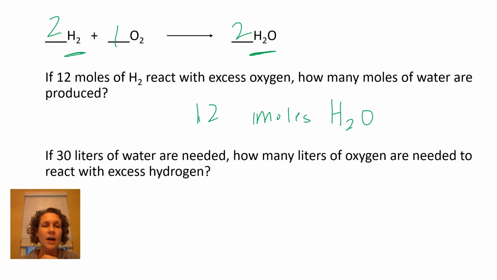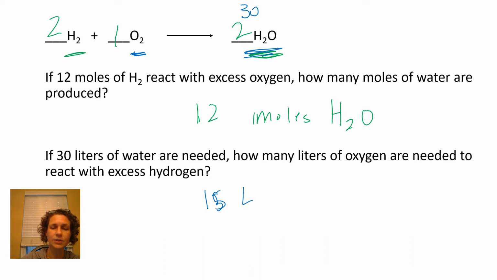So same thing with that second one. If 30 liters of water are needed, so now I'm back over here with the water, how many liters of oxygen are needed to react with excess or more than enough hydrogen? Okay, so if I've got 30 here, and I know it's a 2:1 ratio, 2 waters for every 1 oxygen, how many liters of oxygen are needed? Half of that, 15 liters of oxygen. Okay, so that makes it seem super easy.